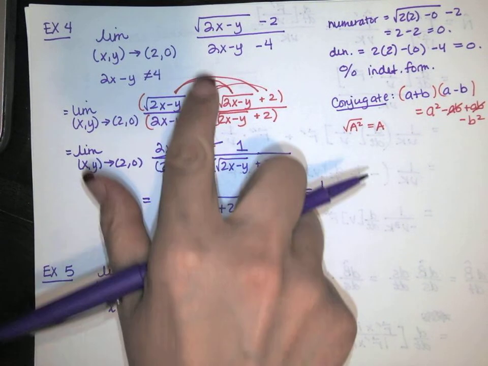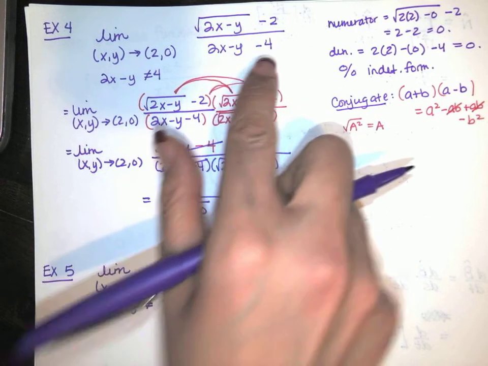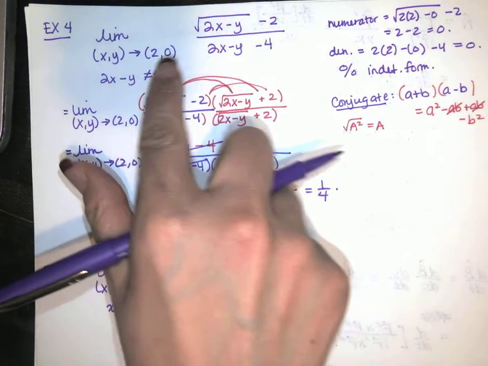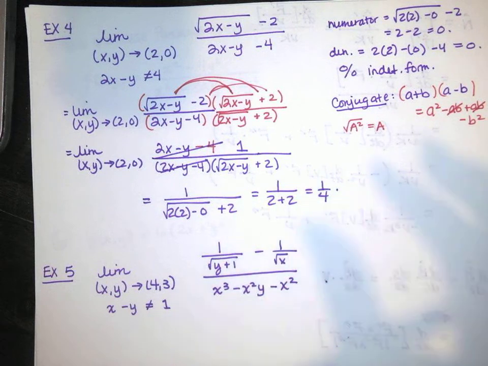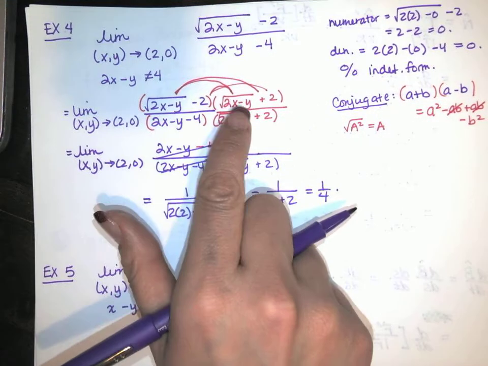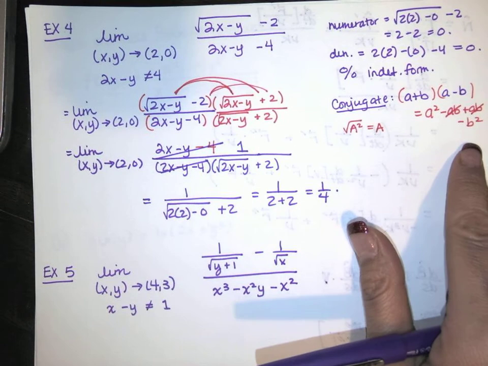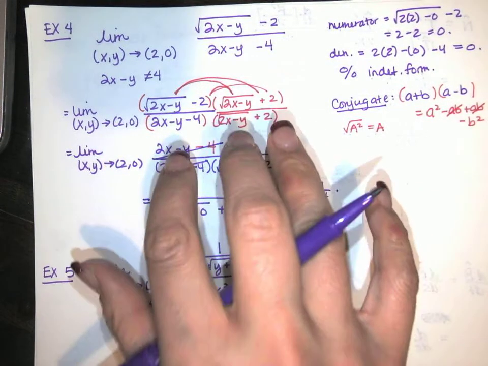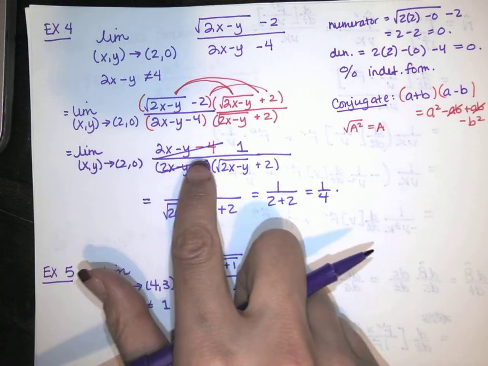So that's multiplying by the conjugate. When you see a radical like this, and you have a 0 over 0 indeterminate form, so you plug in 2, 0, you get 0 divided by 0. Then try multiplying by the conjugate. Often when you distribute those conjugates, so you get the a squared minus b squared when you're done, that is going to become a factor that reduces with something down here.